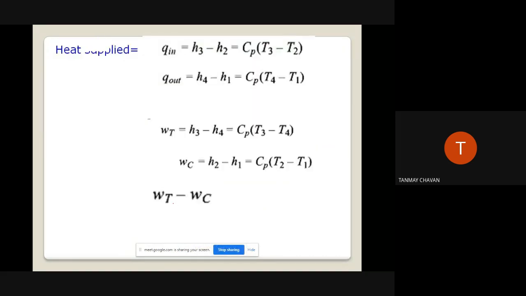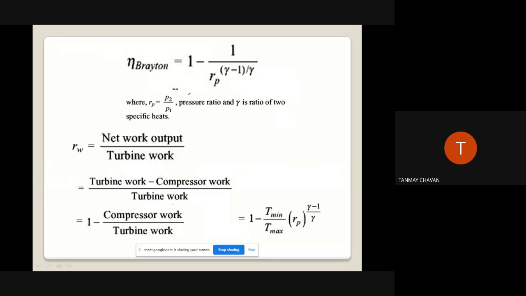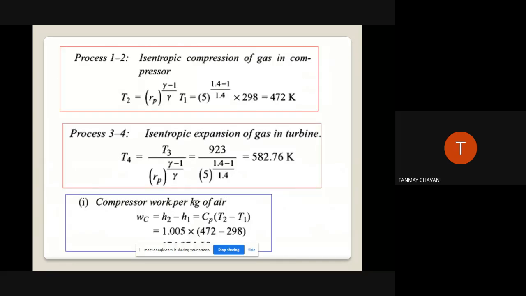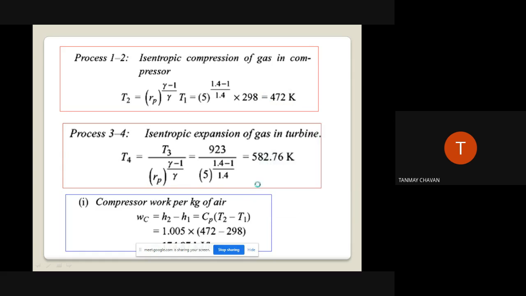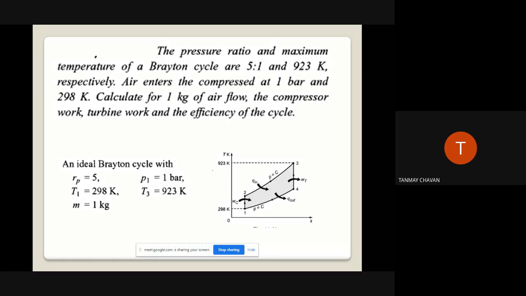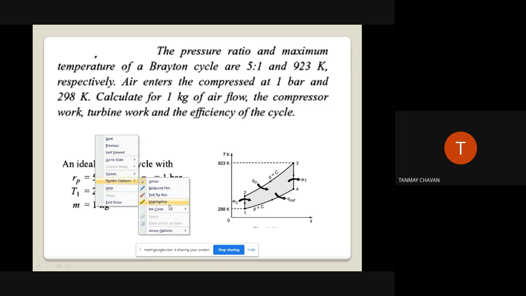What is the value of T2? Okay, so T2 is pressure ratio 5 raised to 1.4 minus 1 divided by 1.4, into 298. So check your value of T2, 472. Are you getting T2? Yes, sir. Okay.